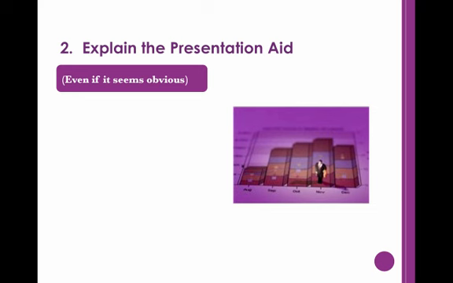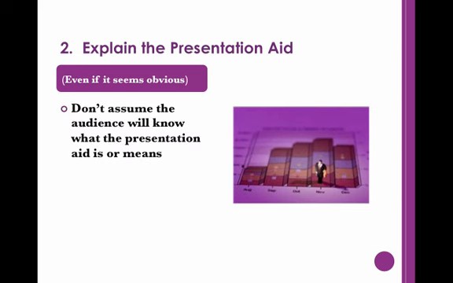However, make sure to explain the presentation aid and its connection to your speech, no matter how obvious it seems to you. Don't assume your audience will understand what your presentation aid is or means. A presentation aid can only help if the audience knows the context. Imagine if a friend showed you a graph from a distance, asked you to describe the data, but did not tell you what the axis represented. You would become lost trying to figure out the point.